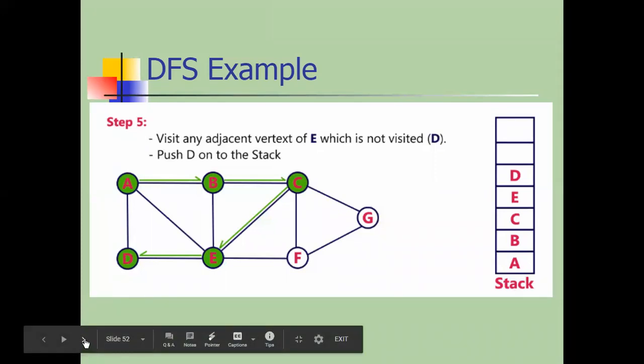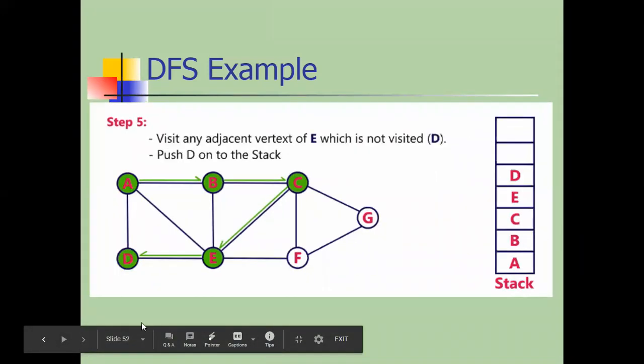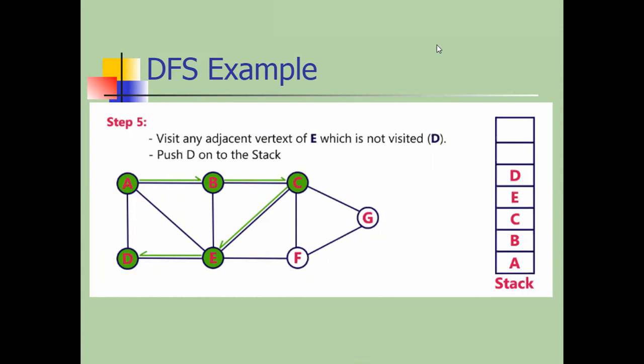Now there is a check. We went up to D. Now we have to check: who is adjacent to D? Where have we reached? Up to D. Why D? Because after reaching D, we have to check whether any adjacent of D remains to be visited. Which adjacent of D is remaining to visit? Which adjacent does D have? A and E both are visited.